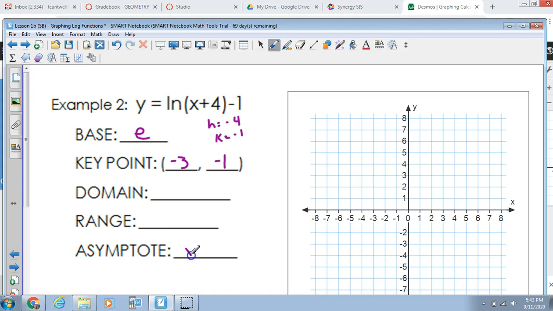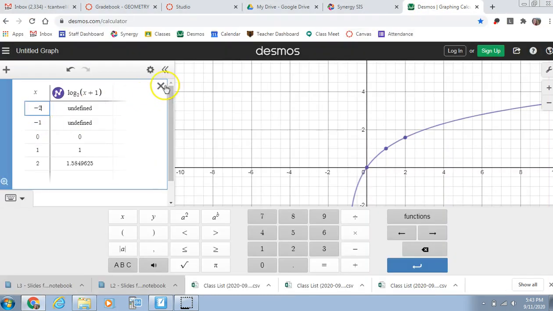Our asymptote is x equals h, so x equals -4. Our domain is everything from this asymptote on, from -4 to infinity. Our range goes from -infinity to positive infinity. We plot our key point at -3, -1, and our asymptote is at x equals -4. If we wanted to get those other values, we go over to Desmos.